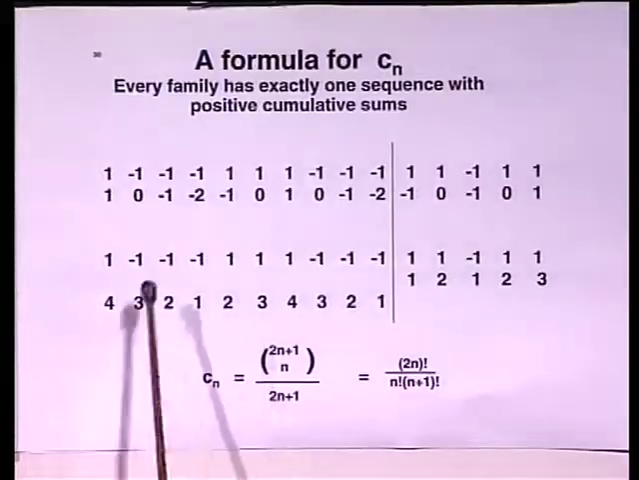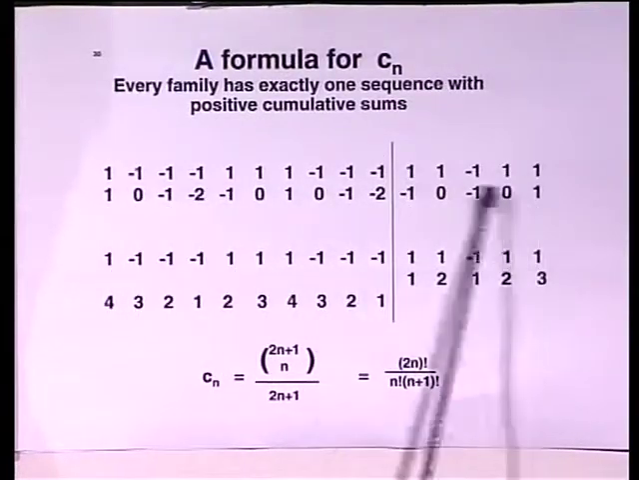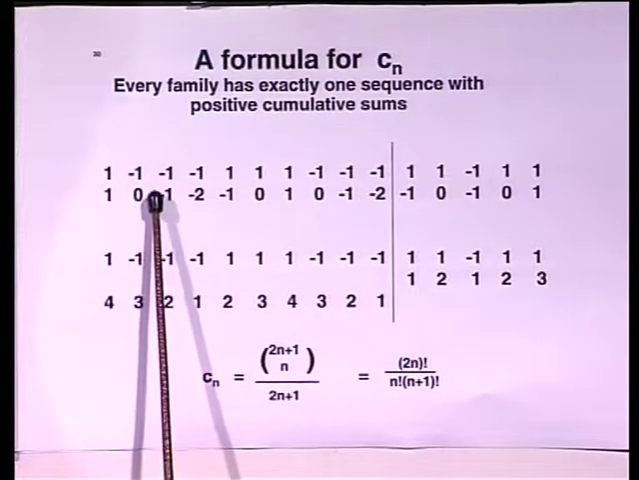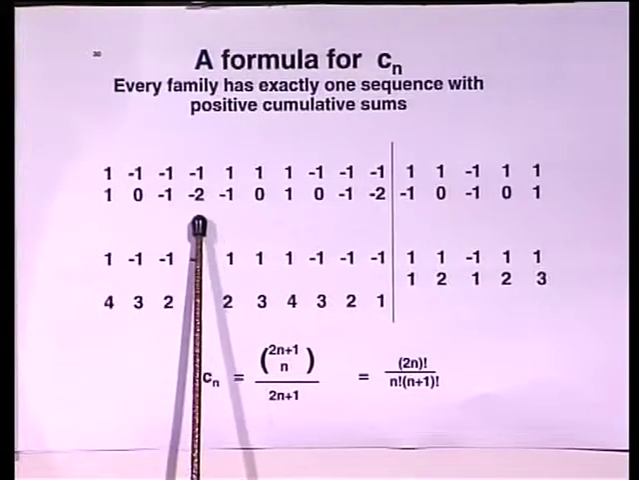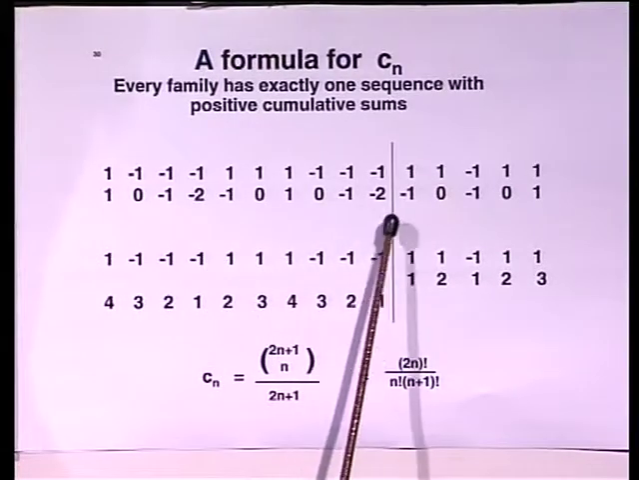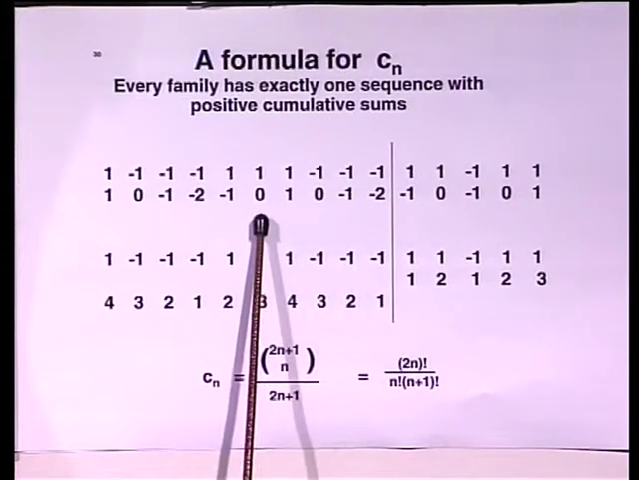So those are the families, and our final step is to prove that in every family there's one sequence only with the Jones property, that the cumulative sums stay positive. And that's done like this. Here is a typical sequence of 1s and minus 1s. I think there are 7 minus 1s and 8 ones in this sequence. And here are the cumulative sums. And you'll see that this is not one of the sequences that we want, because the cumulative sums are not all positive.